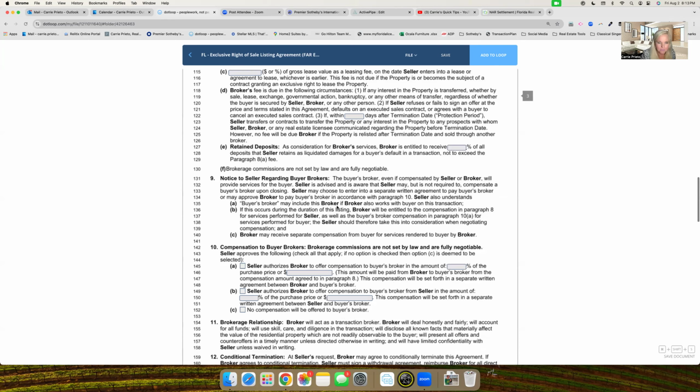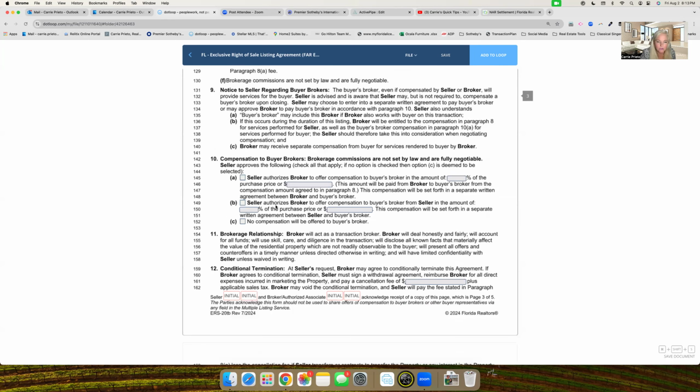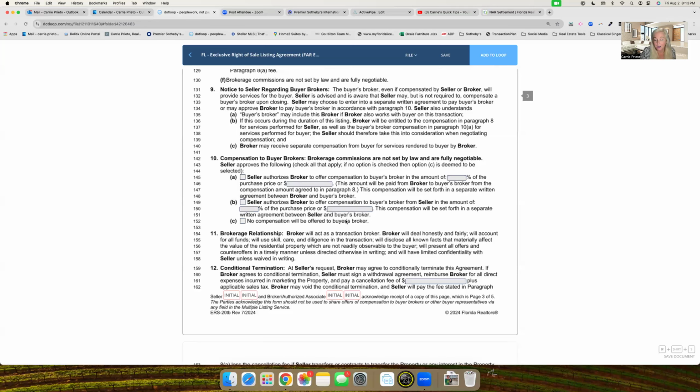For example, okay? Now this second one would be the seller's authorizing the broker, Premier Sotheby's, to offer compensation to the buyer's broker from the seller direct in the amount of either a percentage or a flat rate. I don't know why we do that. This would be the form, which is also in our listing folder, seller to buyer's broker. Okay, that's what this is in regards to. And the third option, which is not a great option, but not prohibited, of course, is always an option. No compensation is offered. That is the changes.